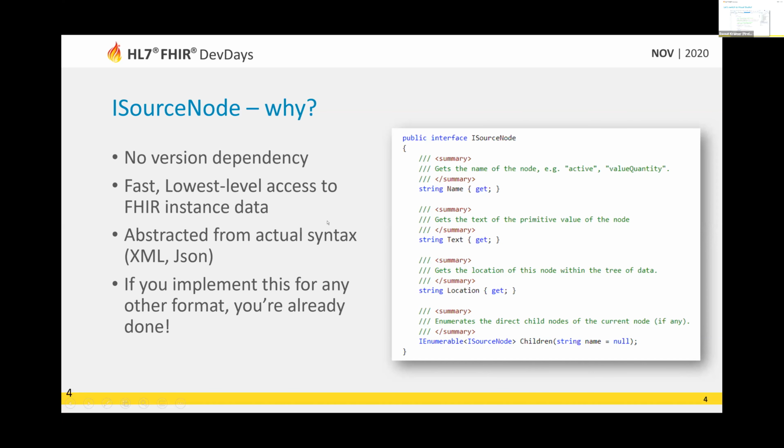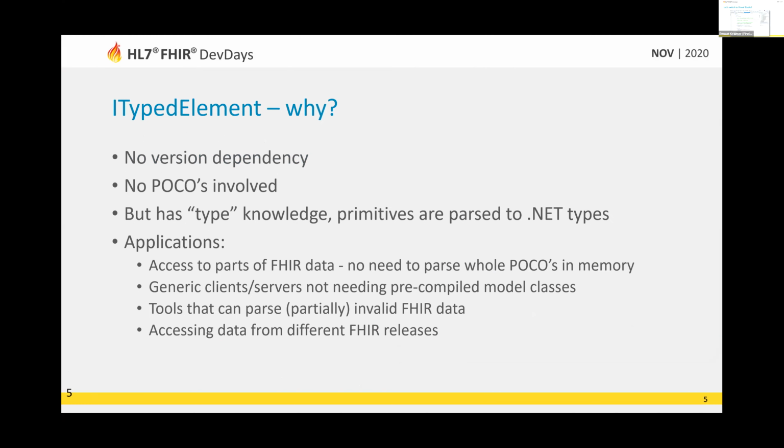So that's iSource node. Now, the thing is, with a source node, you can't really do a lot. A source node has no type information, and all the other things you would like to do on top of it really need type information. So to do that, we need to add type information. I'm going to show you right now how we do that in code. We promote from an iSource node to an I-typed element. I-typed element is like iSource node, but with added type information.